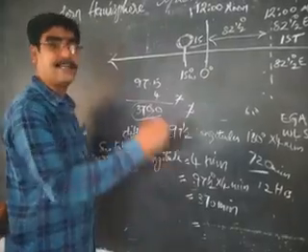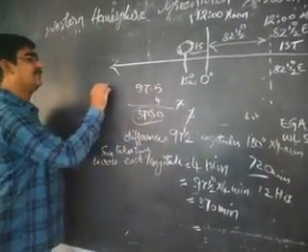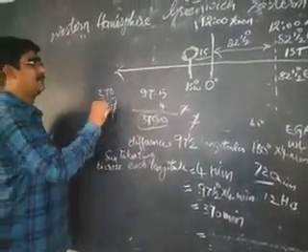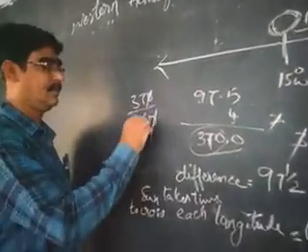370 minutes, convert into hours. 370 by 60, the 0 gets cancelled. How much is that?